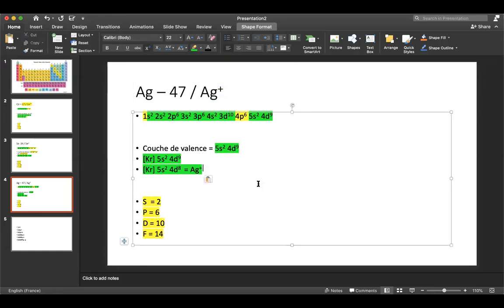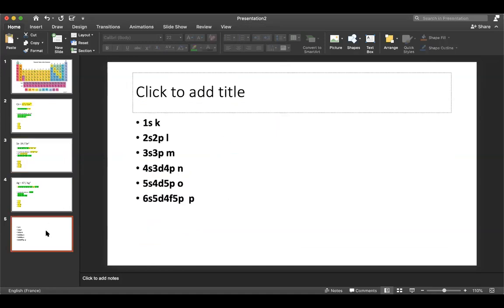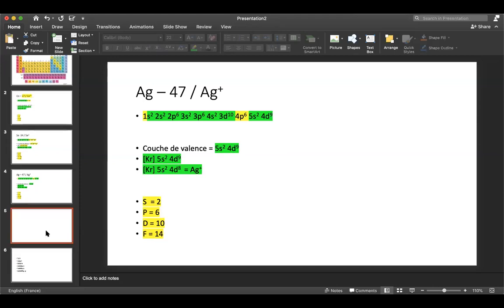So this is the configuration électronique for silver. It will be this. So from the 3 examples that I've given you, are there any questions? Are there any questions? Okay.